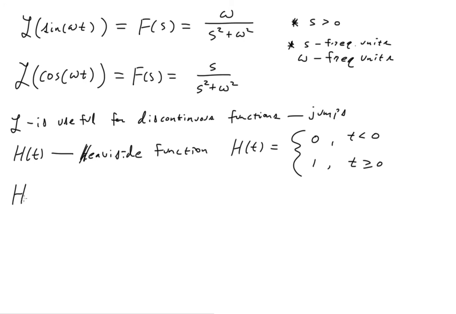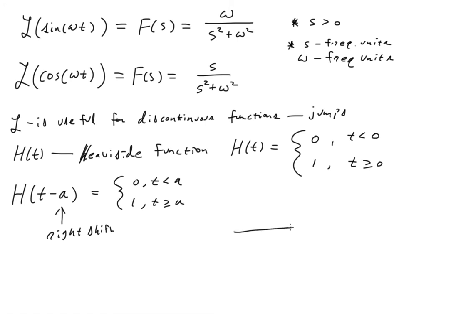Also, h of t minus a is just a right shift. And that's simply equal to 0 if t is less than a, and 1 when t is greater than or equal to a. Okay, so the graph of this function just looks like this at a, and then it jumps up to 1 and goes like that. All right, so that's the graph of that Heaviside function.